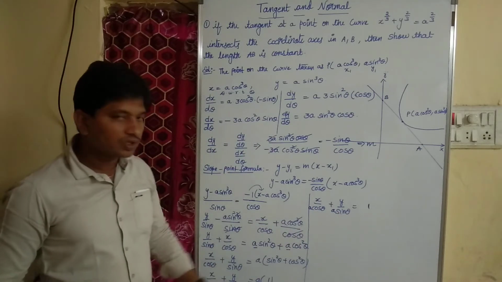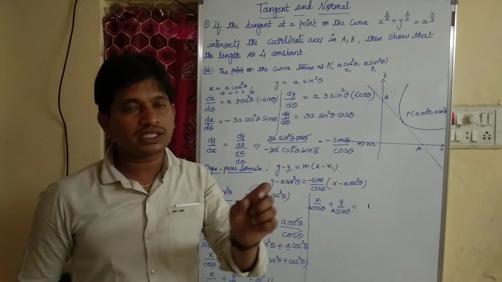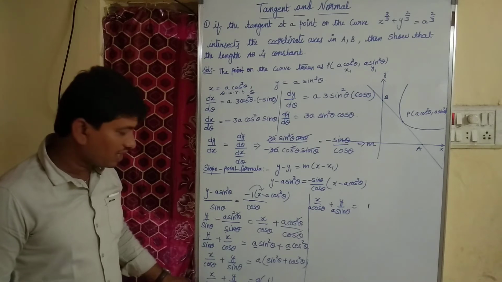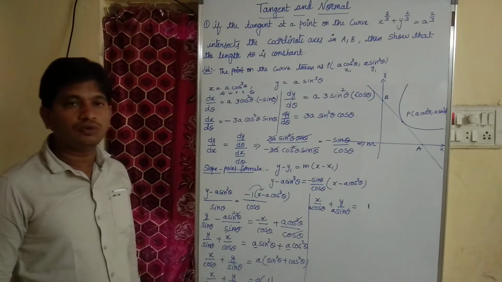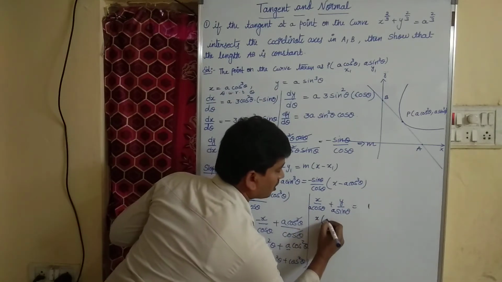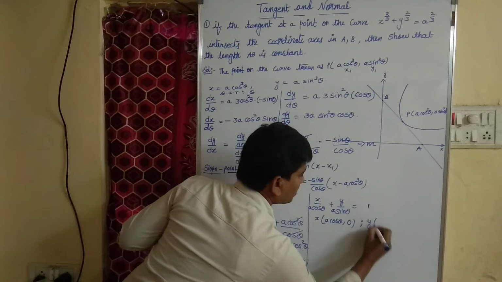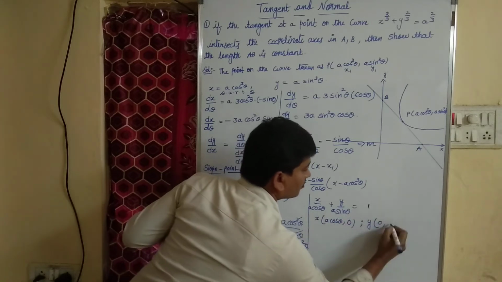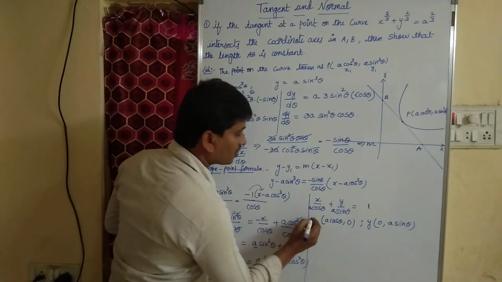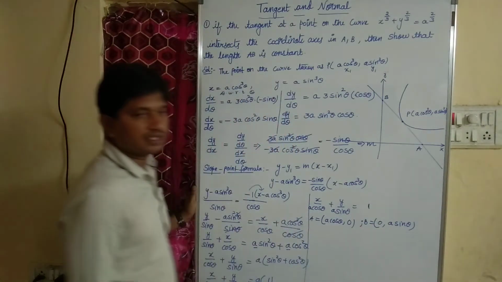Children, are you understanding? We have the formula for x intercept a and y intercept b as x by a plus y by b equal to 1. So x intercept is what? x intercept is a cos theta, because on the x axis y value will be 0, and y intercept is on the y axis where x value is 0, so 0 comma a sin theta. Okay, x intercept we call it A, so A equal to a cos theta comma 0, and y intercept we call it B equal to 0 comma a sin theta.